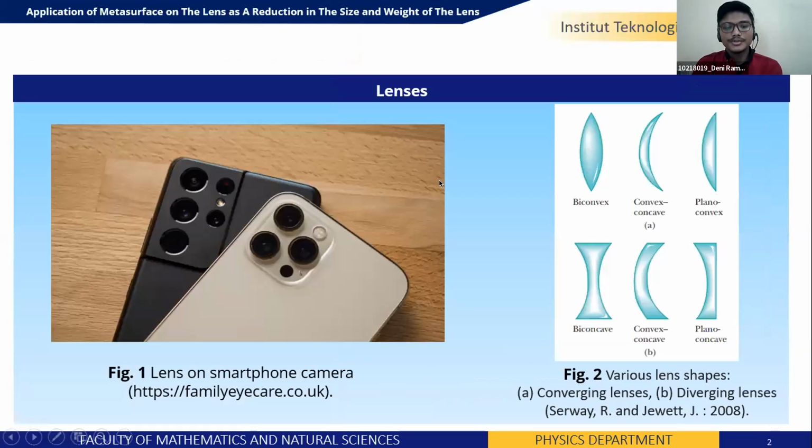Okay, as we know, we can find lenses in our daily life, such as in our camera phone, our eyes, our glasses and others. Lenses have the function to diverge or converge the light. For many applications, there are various lens shapes, as shown in figure 2. There are converging lenses and diverging lenses.